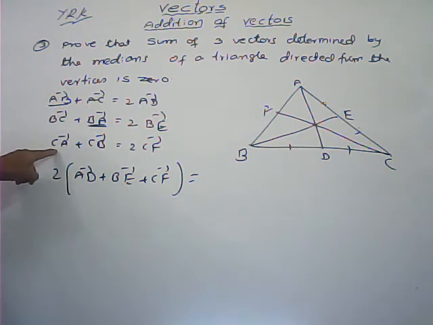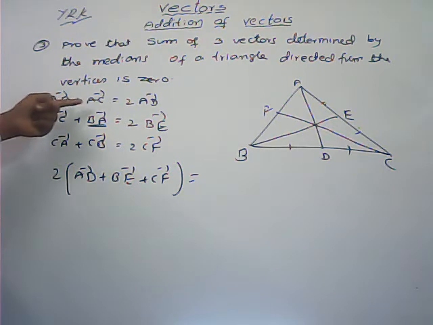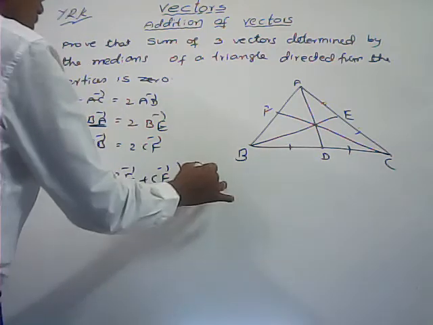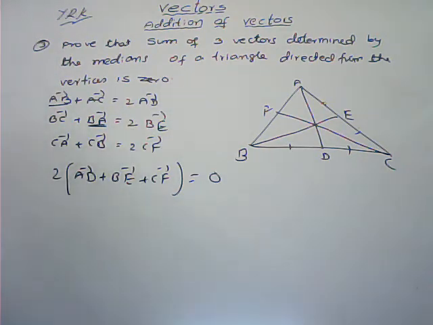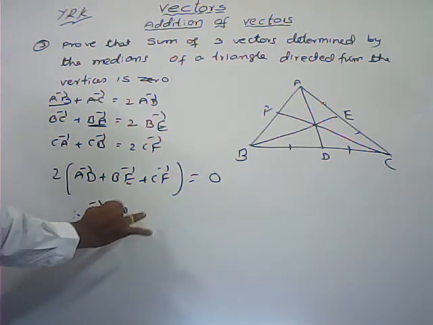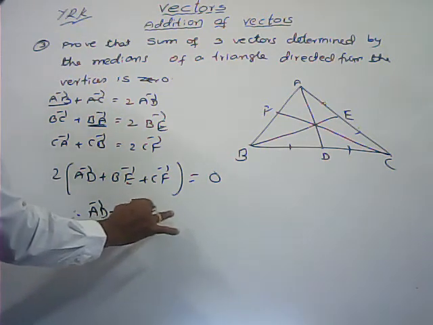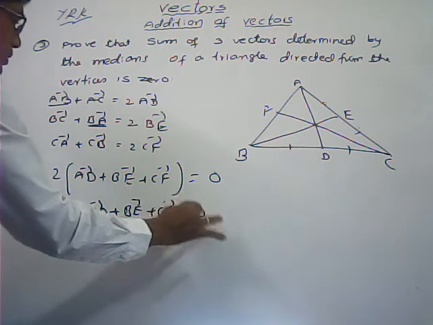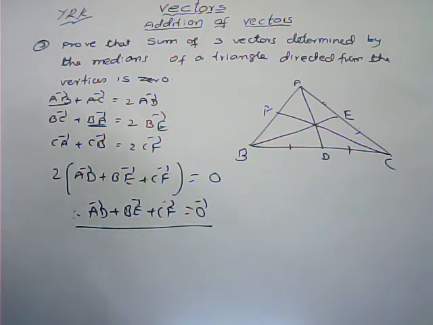AC bar and CA bar are there. CA bar we can write as minus AC bar only. Minus AC bar plus AC bar both get cancelled. Here these two also get cancelled. Overall, by adding all these three, we are getting 0. Therefore AD bar plus BE bar plus CF bar is equal to the 0 vector.